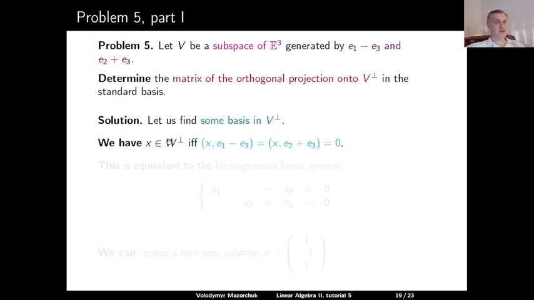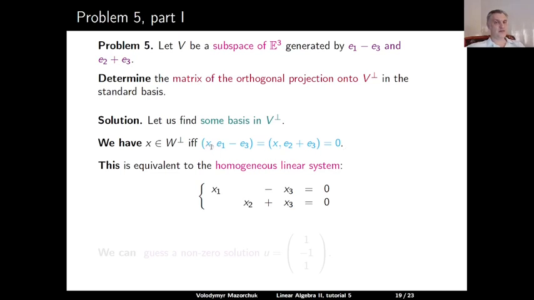An element X belongs to the orthogonal complement of V if and only if the scalar product between X and E1 minus E3 and the scalar product between X and E2 plus E3 is 0. So this is equivalent to the following homogeneous system of linear equations.